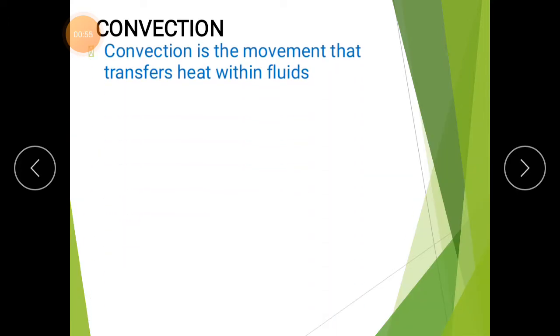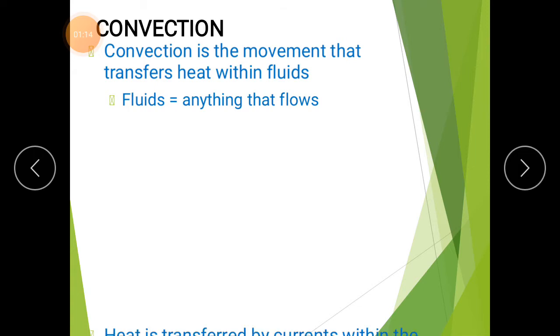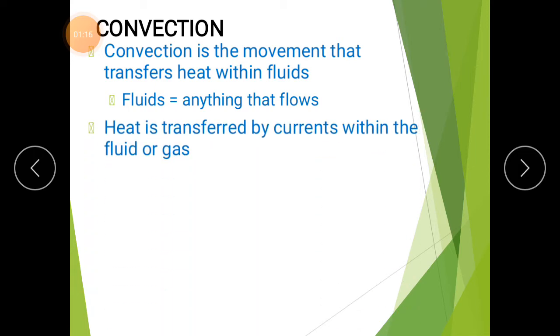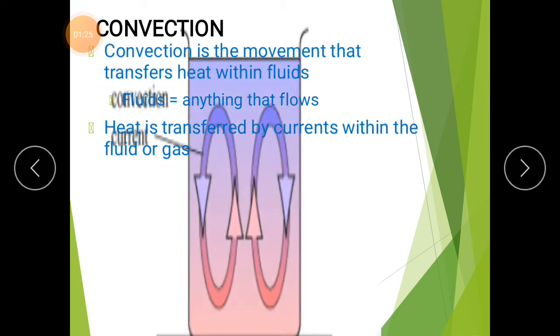Let's come back to your topic. What is the topic? Convection. What is convection? Convection is the movement that transfers heat within fluids. Fluids mean anything that flows, such as liquids. Convection can also take place in gases. Why? Because gases move randomly. Heat transferred by currents within the fluids or gas is convection.